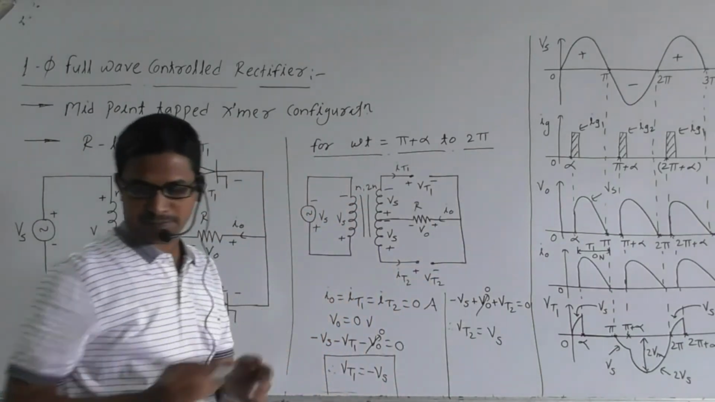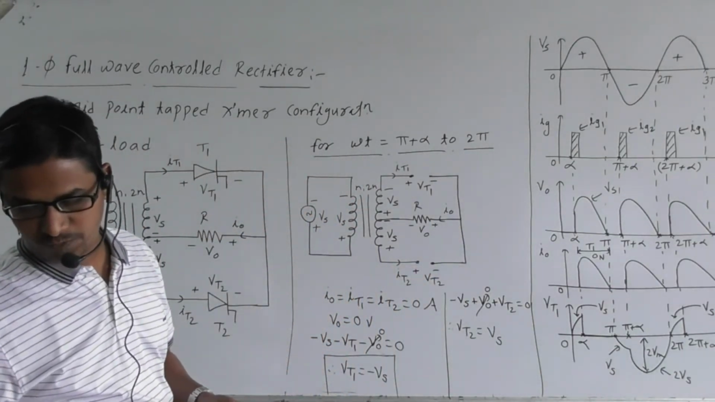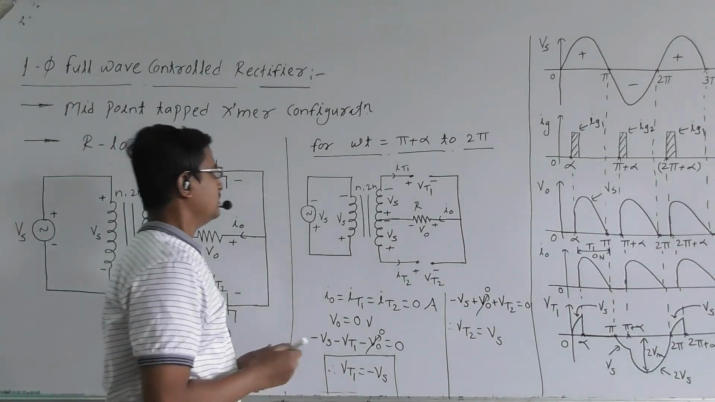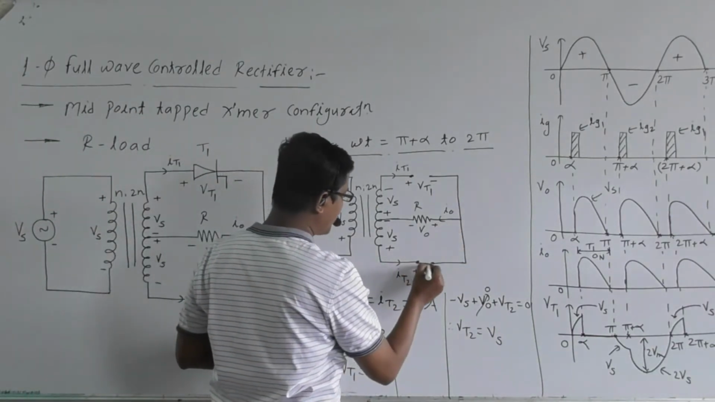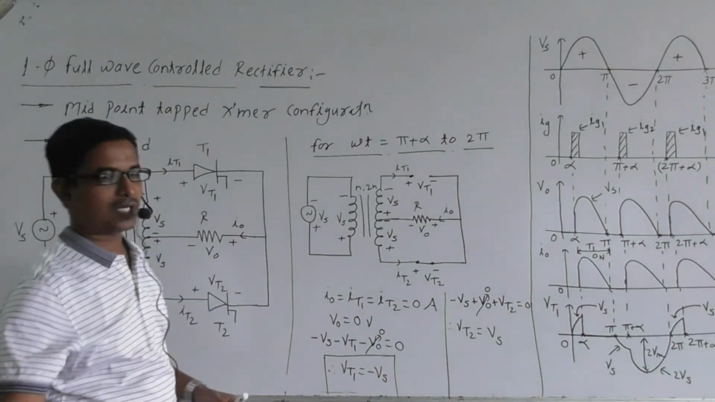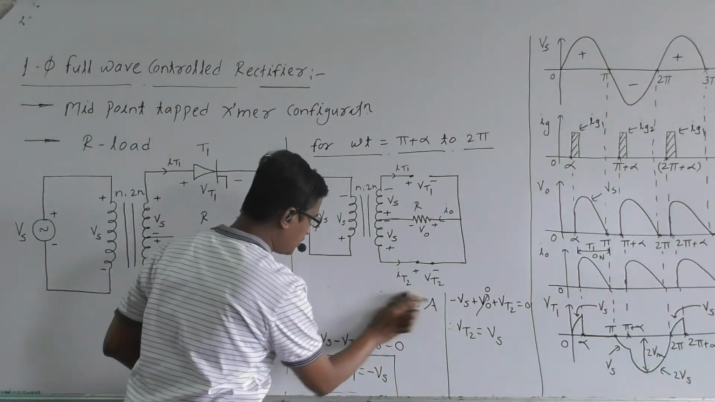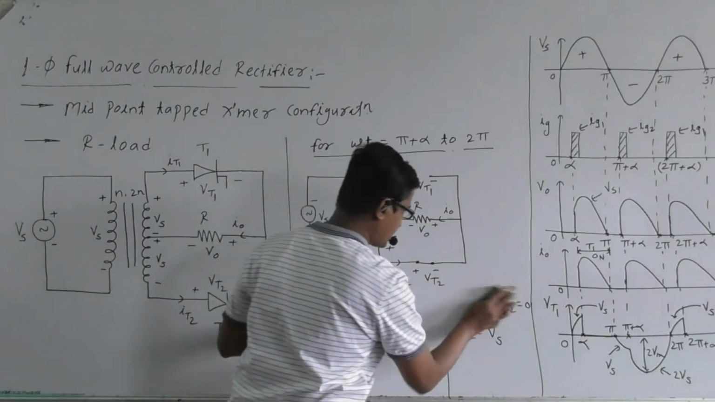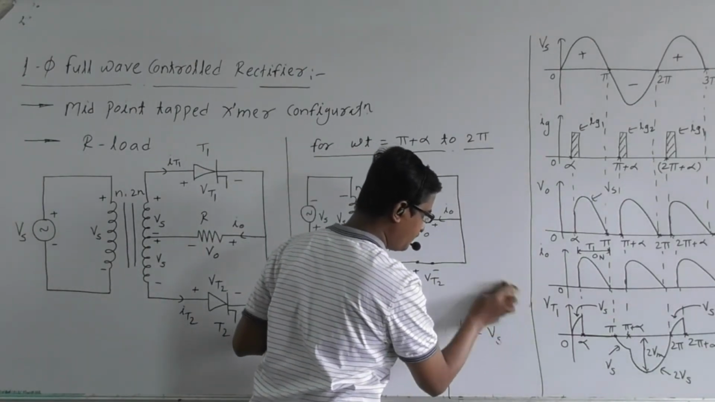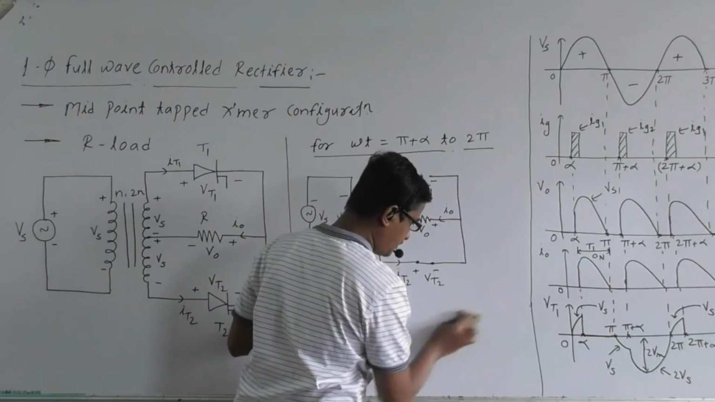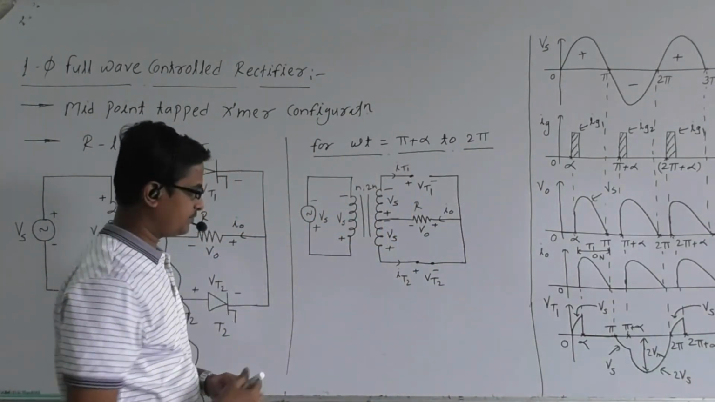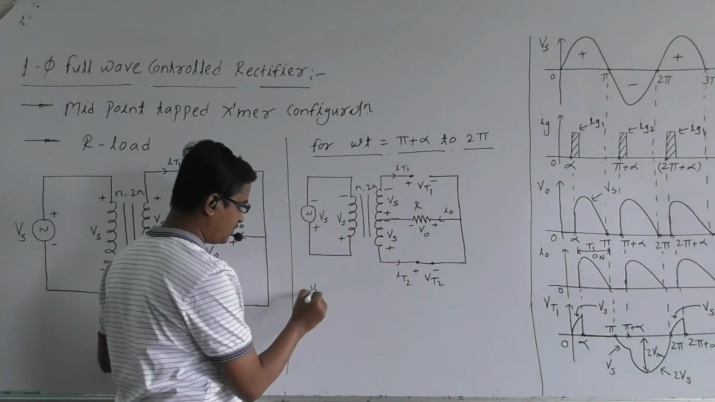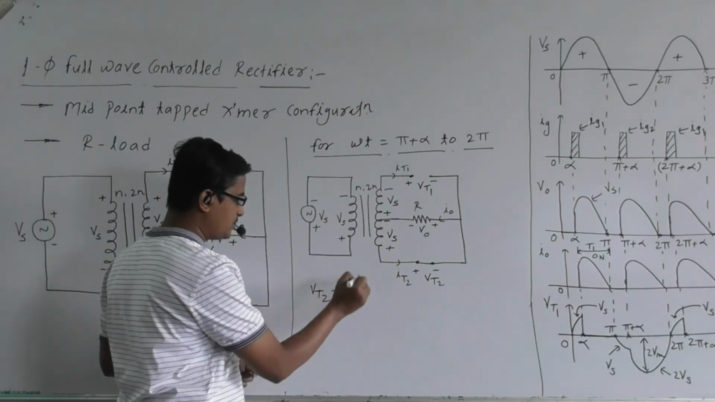Let us discuss what will happen from pi plus alpha to 2 pi, right? So here at pi plus alpha we are applying the gate signal to thyristor T2, right? So thyristor T2 will turn on. So what is VT2? VT2 will be 0. So here we can write VT2 is equal to 0 volt.